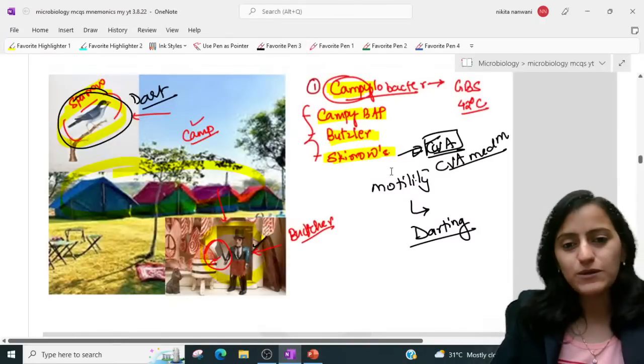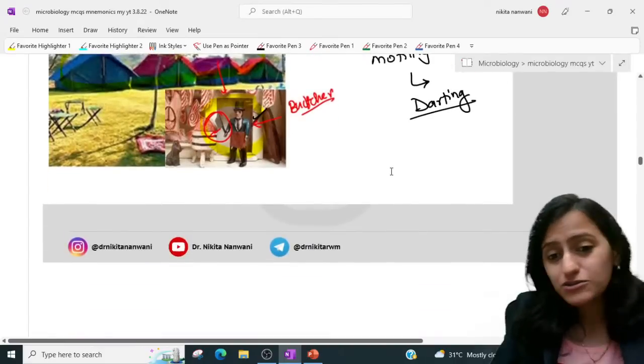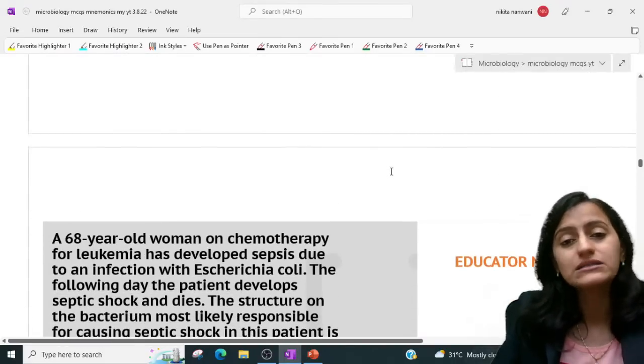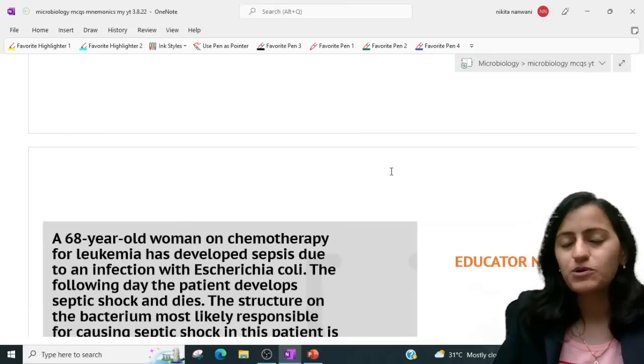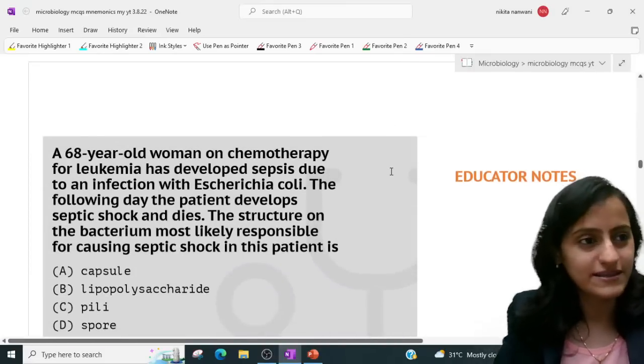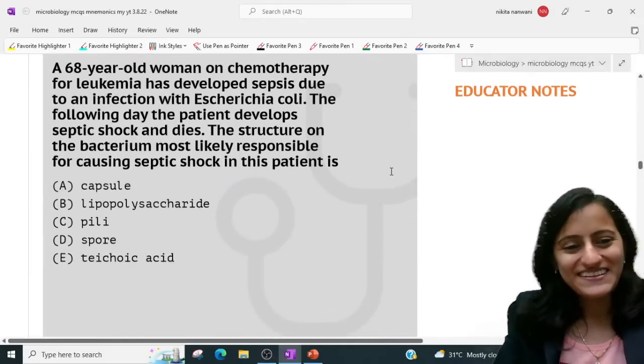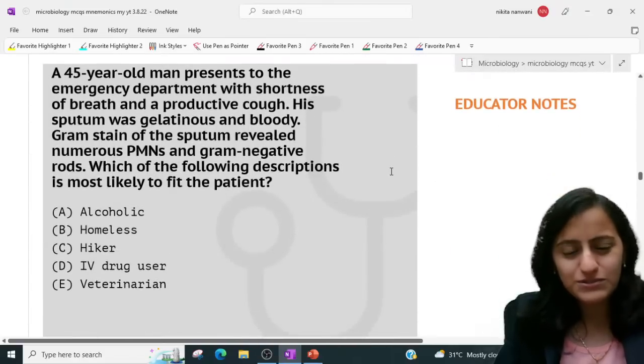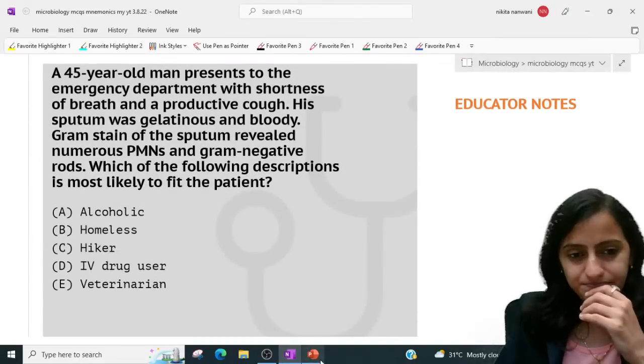Okay, so that was this question on Campylobacter. You get this question very, very frequently. Remember, 42 degrees centigrade, campfire, microaerophilic, oxidase positive, GBS association, all this is there. All right, so this was about this question. I want to go to the next question, which is this.